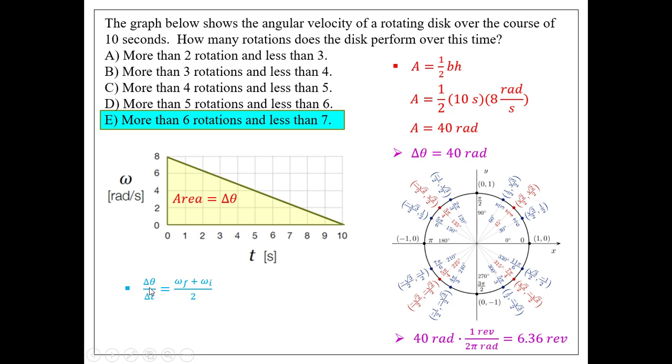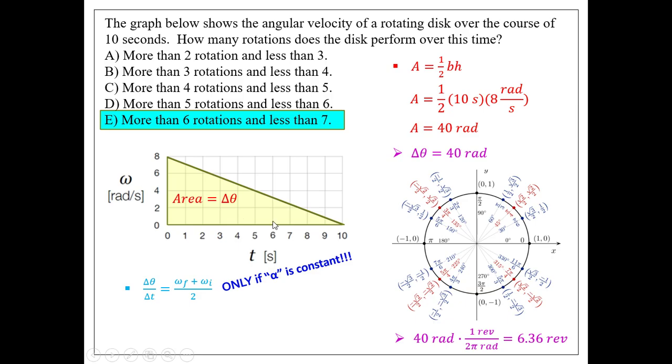Here, I can use the omega average functions. Omega average is just displacement over time, or you can take omega f plus omega i divided by 2. But keep in mind, you can only use these particular functions if angular acceleration is constant. Well, how do I know if I can use it? Well, just look at the graph.